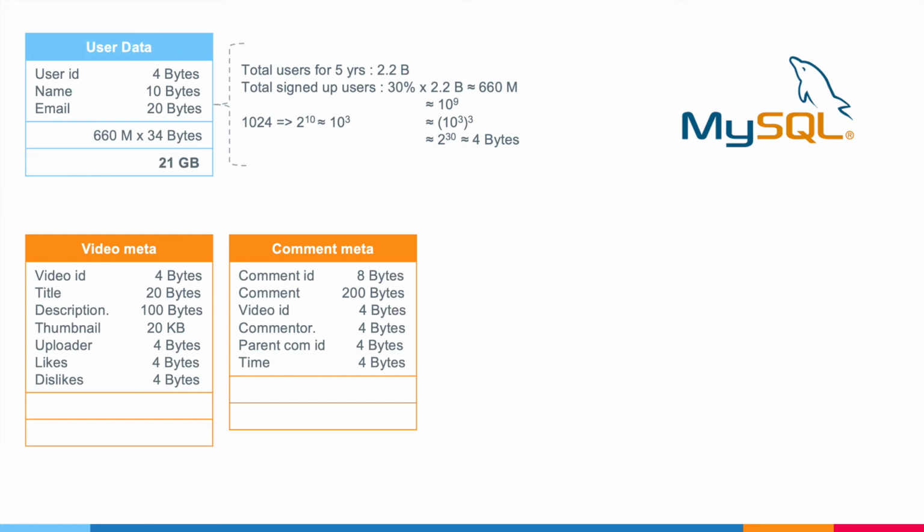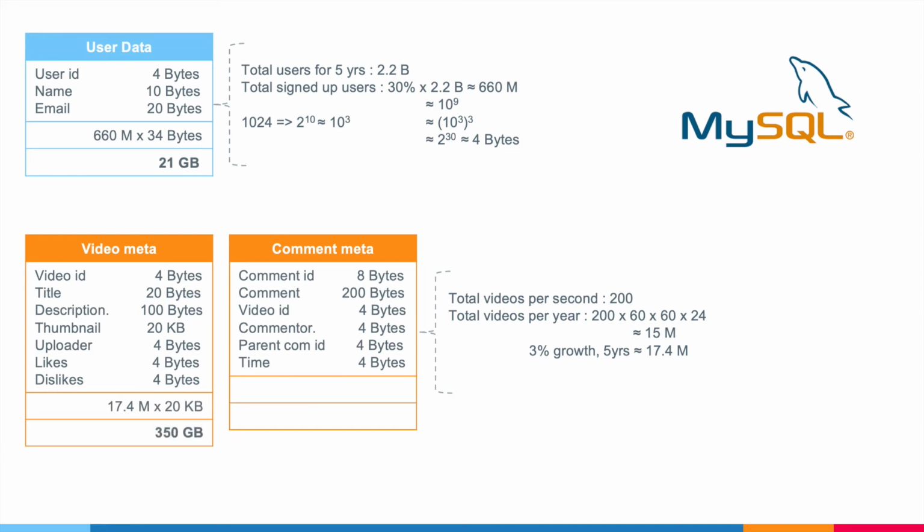So, as we assumed in last section, we need to handle 200 video uploads per second. So total videos every year would be 200 multiplied by 60 by 60 by 24. This approximates to about 15 million. With 3% annual growth for 5 years, we would need to store 17.4 million videos. So metadata for 17.4 million videos would be multiplied with total size per video. This approximates to 350 GB.